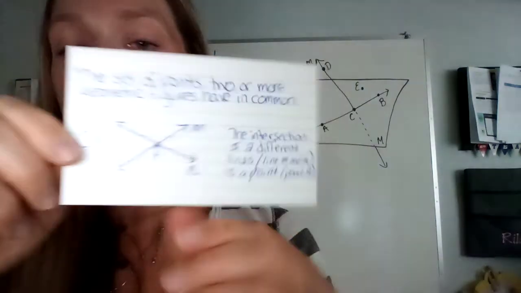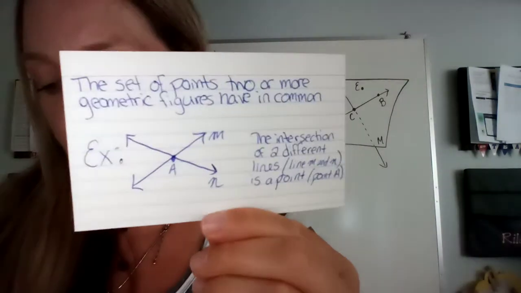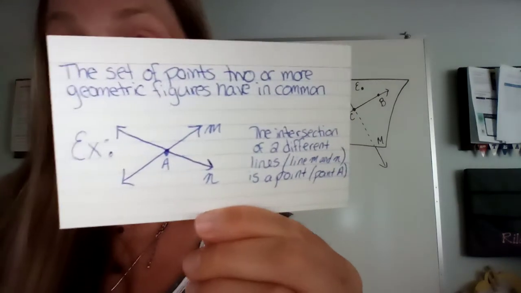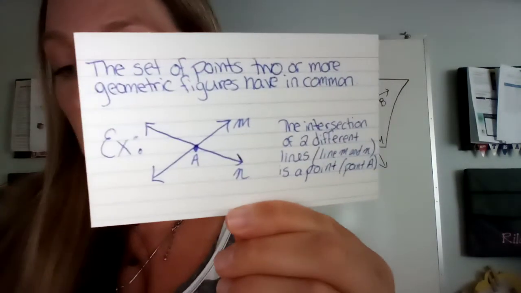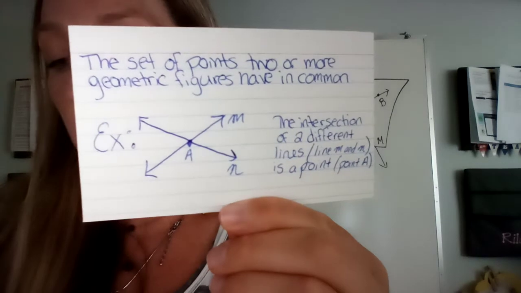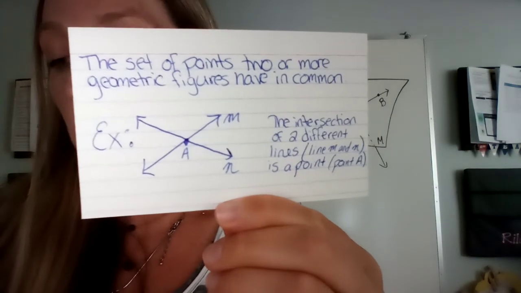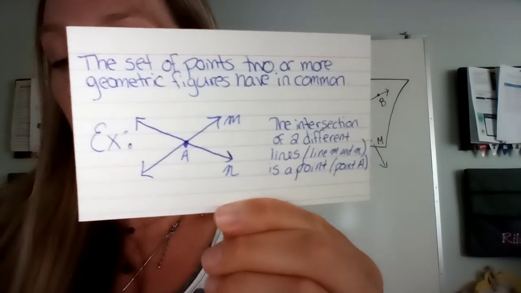And finally, the last term for today. That's a lot of vocabulary. We don't typically have this much. Intersection: the set of points two or more geometric figures have in common.